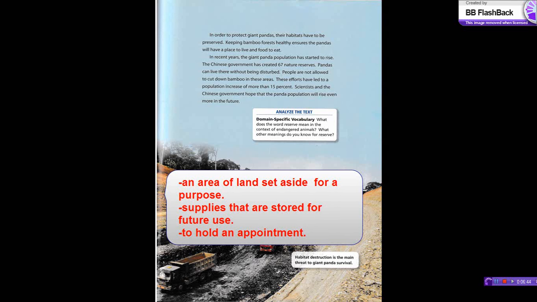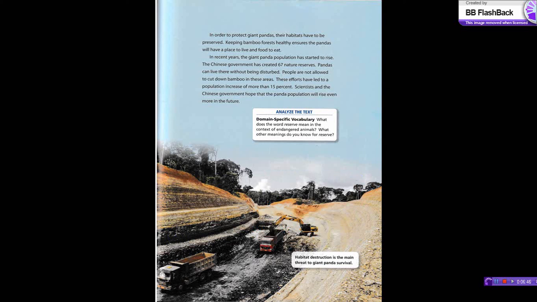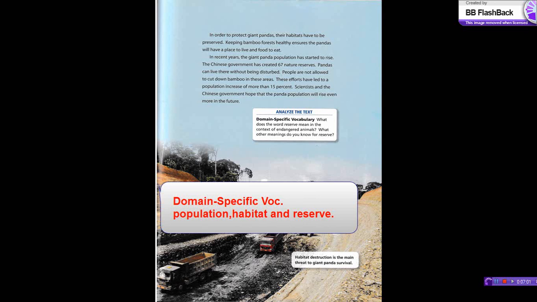So in this case, we say that the author used some domain specific vocab that is usually used when we speak about informational topics about animals, like population, habitat, or reserves. Take notice, please, of the photos and the caption all over the text because they help us understand the information more.